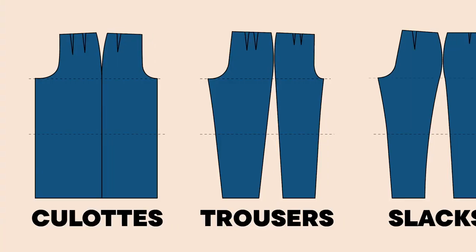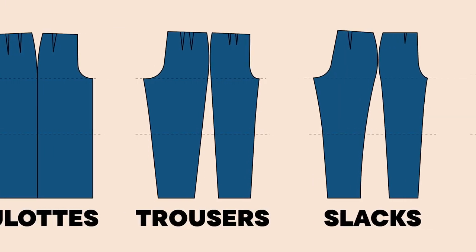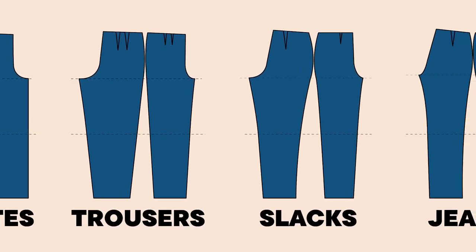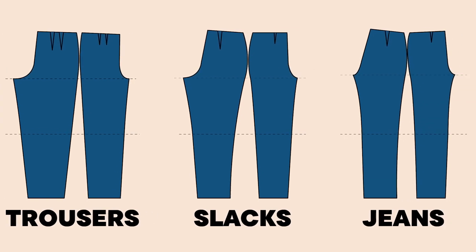Every drafting book out there does it differently, and what I see the most is that the culottes are normally drawn by doing a straight line, and the trousers are more a tapered version, and then the slacks and the jeans are more of a slim version.